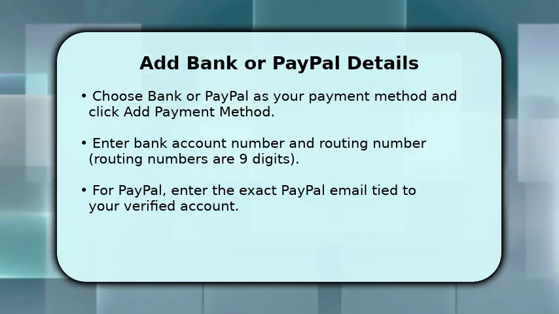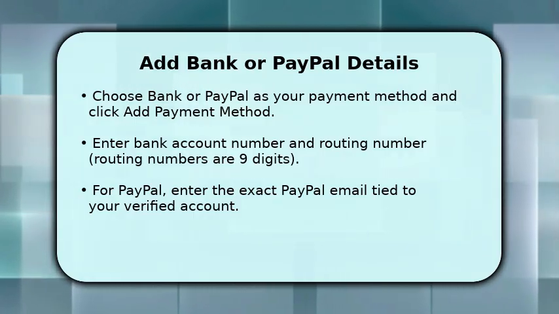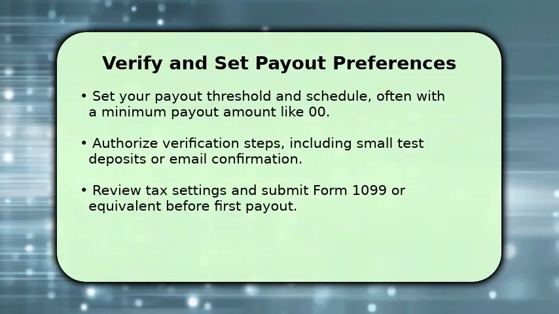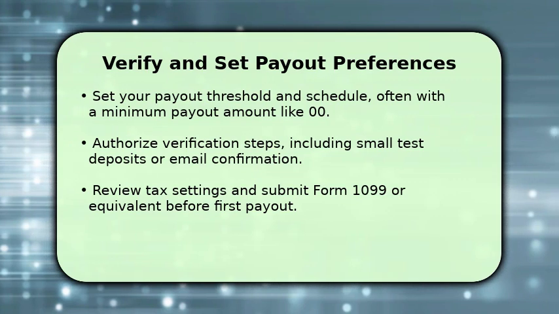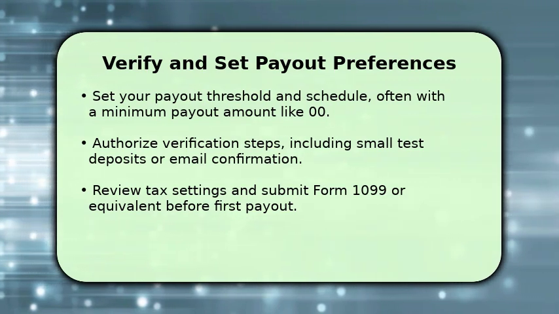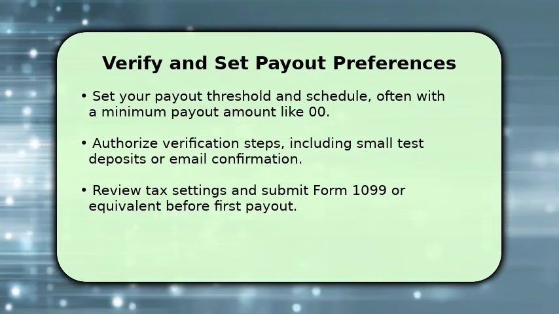After adding payment details, set your payout threshold and preferred schedule on the payouts page. Many publishers choose a minimum payout amount, for example 00, to reduce transfer frequency.